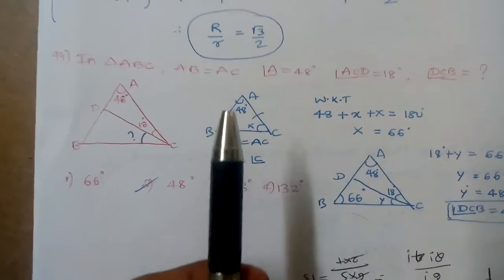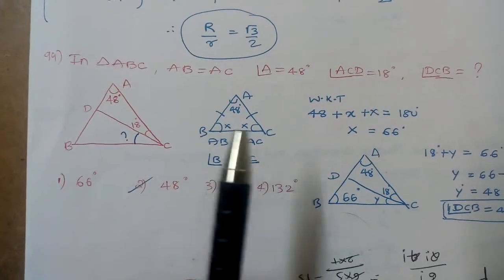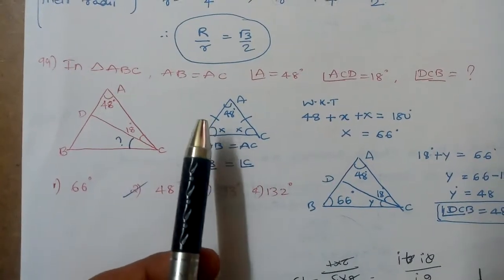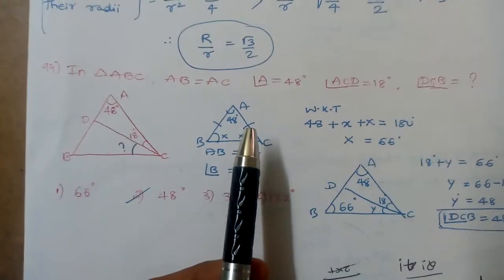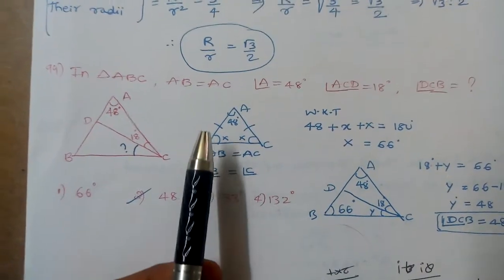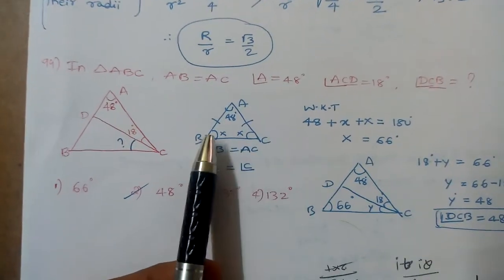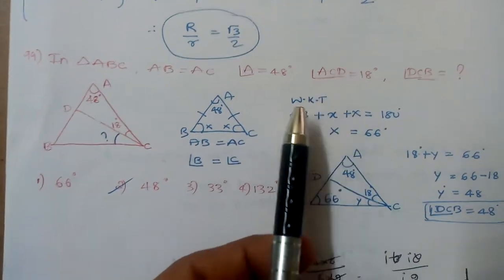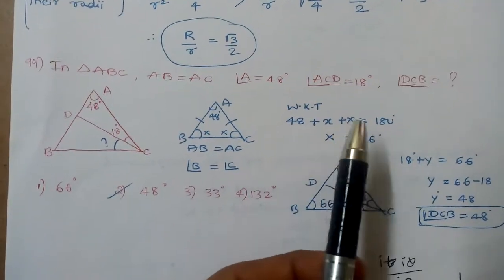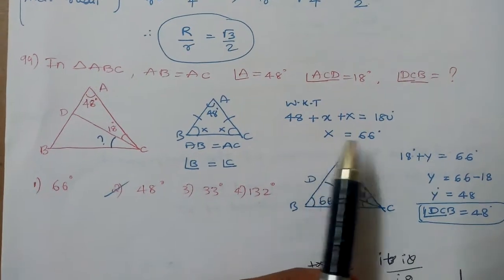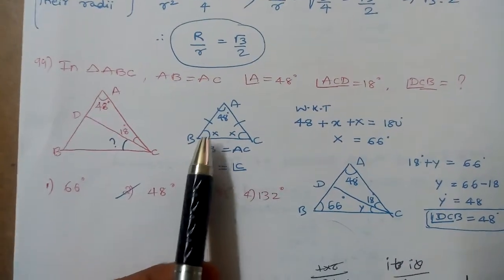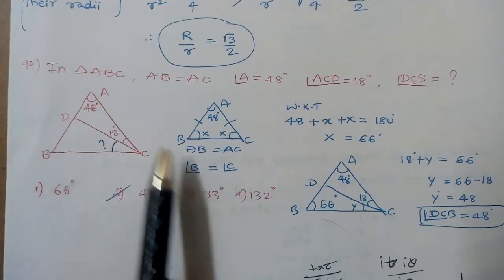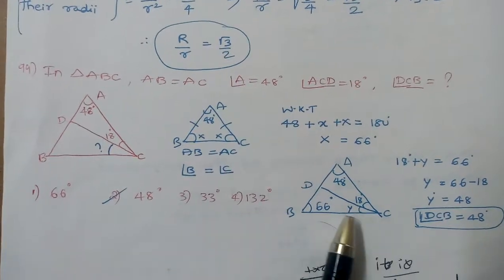As you know, the sum of internal angles of a triangle is 180 degrees, and they have also given one more piece of data: sides AB and AC are equal. So if opposite sides are equal, then opposite angles are also equal. Suppose this angle is x, this angle is also x. So 48 plus x plus x is 180 degrees, so x is 66 degrees. This angle ABC is 66 degrees. Similarly this angle ACB is 66 degrees.